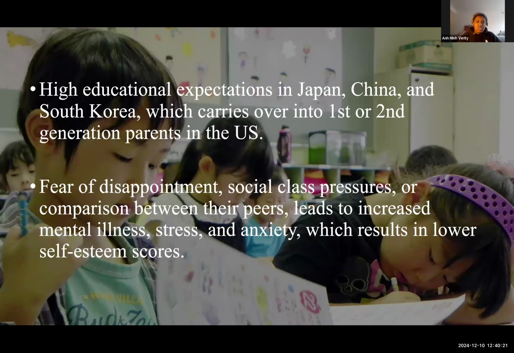So because they start so young and they have such high goals for their children, there's a fear of disappointment, comparison between their peers, increased mental illness, stress, and anxiety placed on the student, which of course results in lower esteem scores because they have less time to figure out their identity or spend more time figuring out their morals or their beliefs if there are these pressures on them always to succeed.